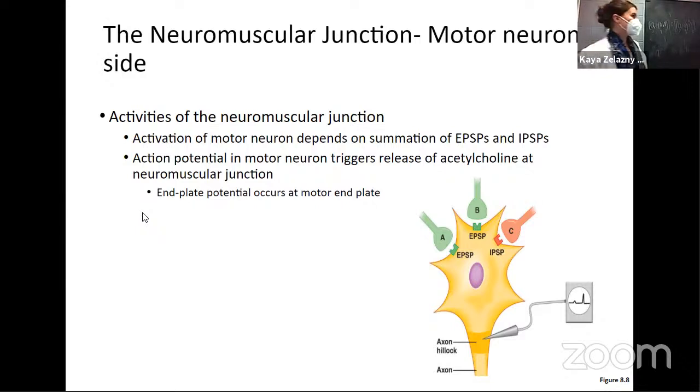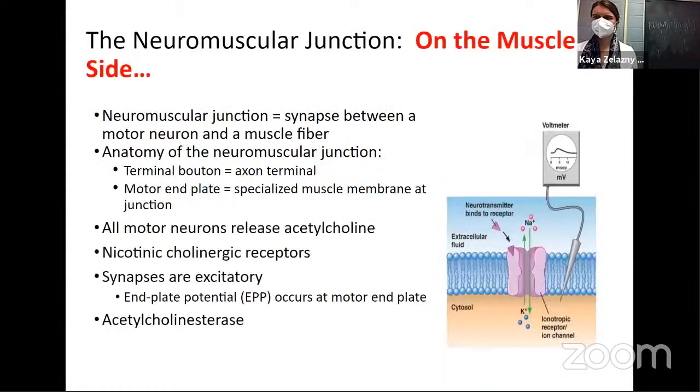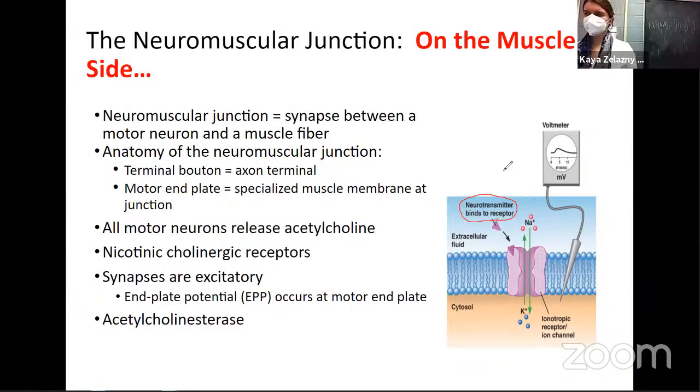So what's going to happen after that is that on the other side of this neuromuscular junction, we're going to create what we call an end plate potential at a motor end plate. So that's part of this neuromuscular junction. And we have a slide of key terms. So now that we're looking on the muscle side, we have our neurotransmitter coming in. In this case, we're thinking about our neurotransmitter as being acetylcholine, right? So we're forming a synapse between our motor neuron and our muscle fiber.